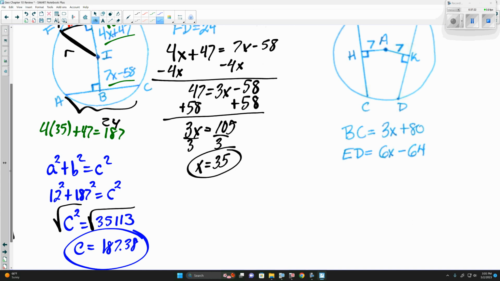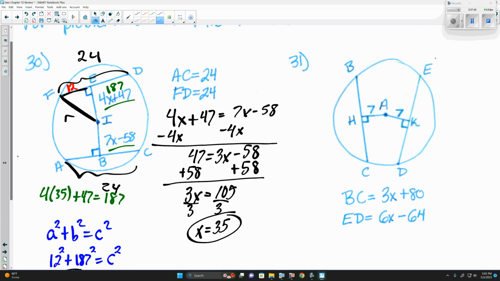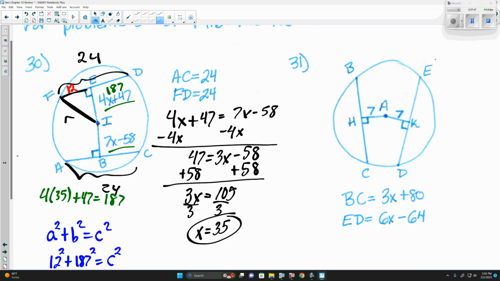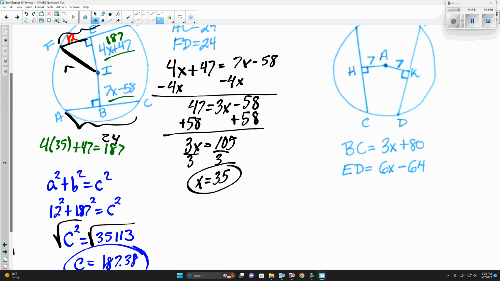That does seem like a bizarre answer. Yeah. Because we're looking at 35 and 187.2, or close to it. Questions on this here? Do we want to look at 31? You all finish, right?